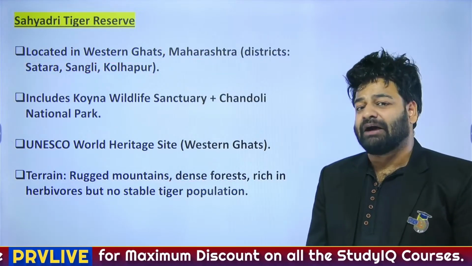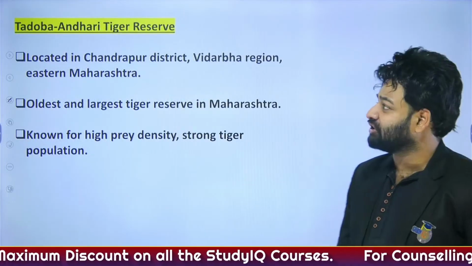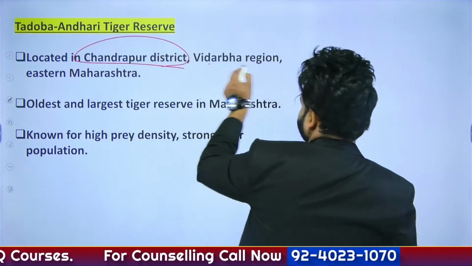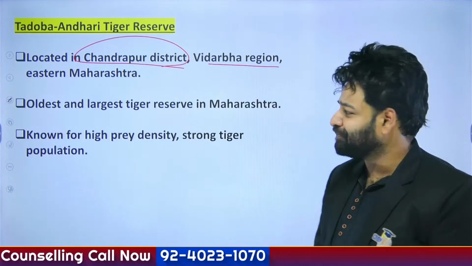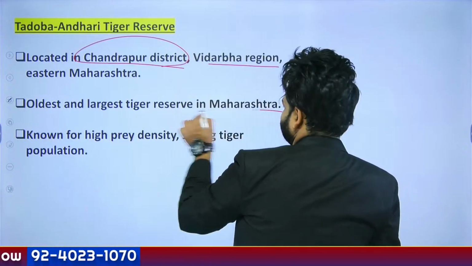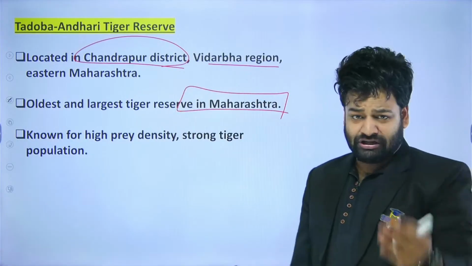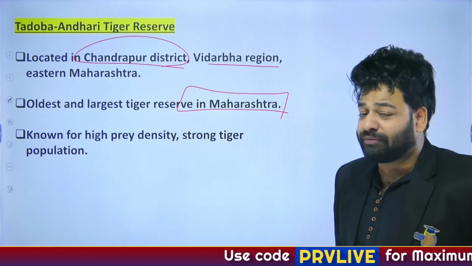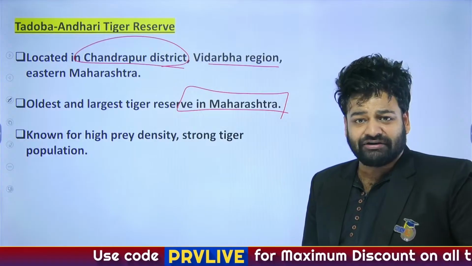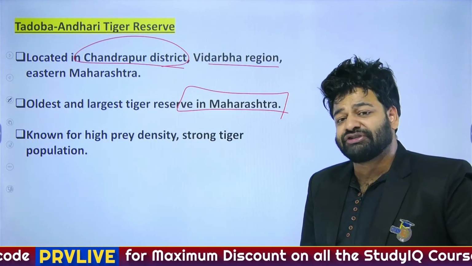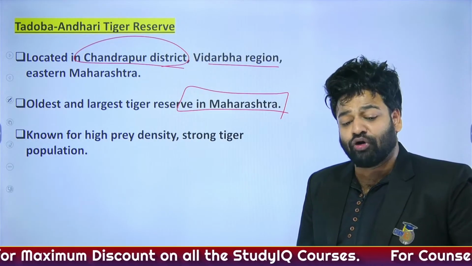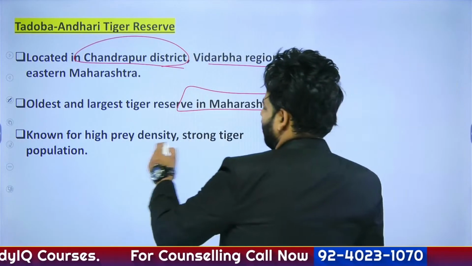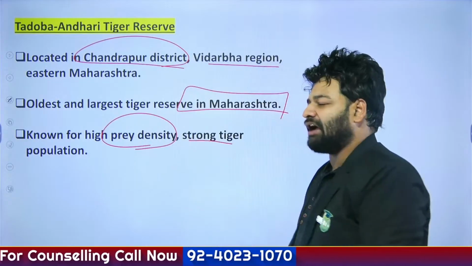Then, apart from Sahyadri, the other thing in the news is Tadoba Andhari Tiger Reserve. It is located in Chandrapur district of the eastern Maharashtra Vidarbha region, the oldest and largest tiger reserve in Maharashtra. And homework for you: if the oldest and largest tiger reserve in Maharashtra is Tadoba Andhari, which is the biggest tiger reserve of the whole of India? Let me know in the comment section. It is known for high prey density and a strong tiger population.